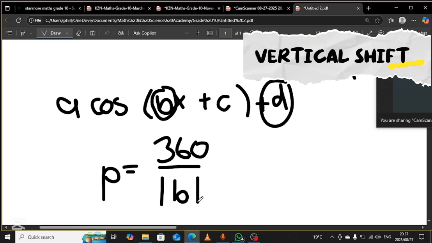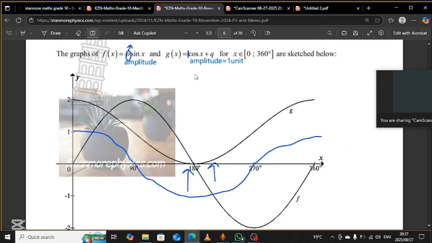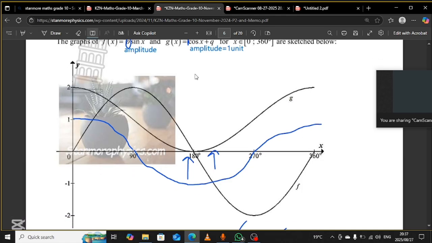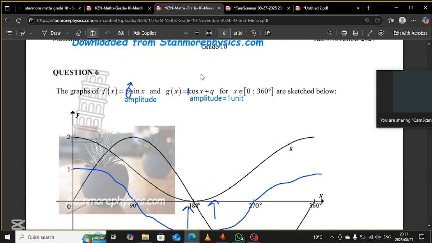So I want you to check on something here. There's something I want to discuss with you now. What does that actually mean? Let's say, for instance, they ask you, what is the period of this function, y equals sine x?